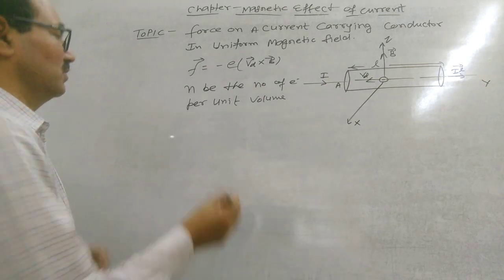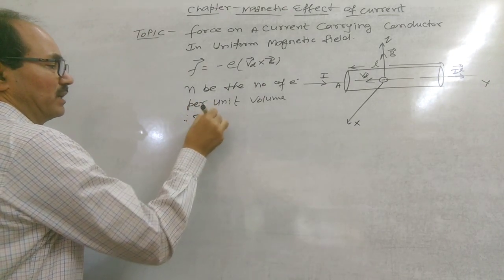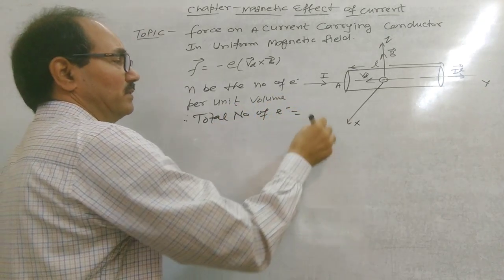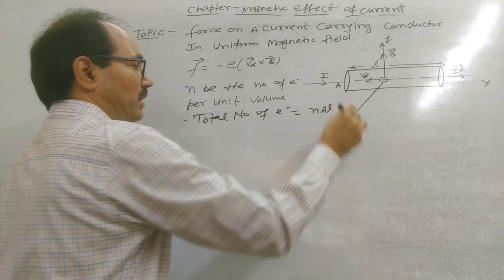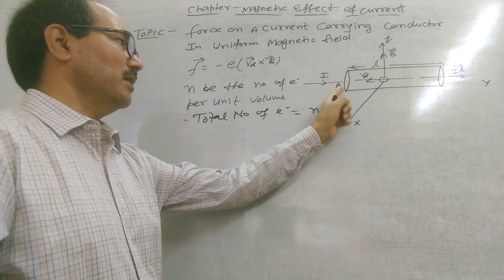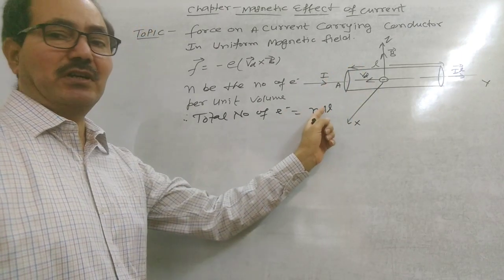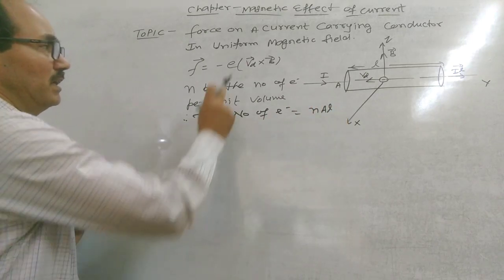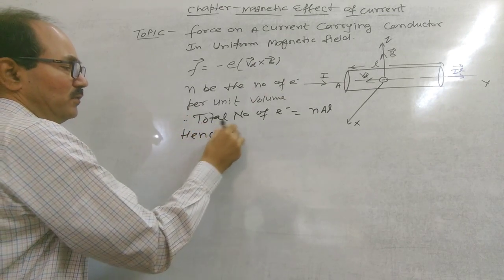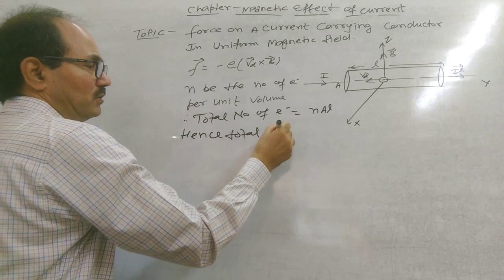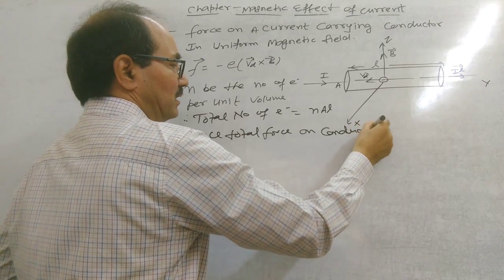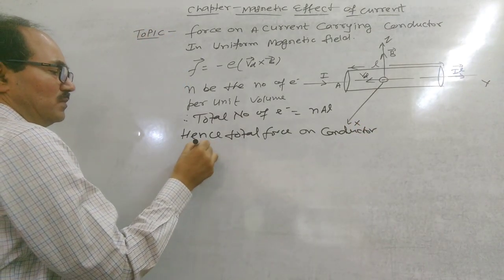Then total number of electrons is equal to n into A into L. This is number of electrons per unit volume and this is the total volume, area of cross section into length. So this is total number of electrons and hence, एक इलेक्ट्रॉन पर इतना फोर्स तो इतने इलेक्ट्रॉन पर कितना फोर्स. Hence total force on the conductor is equal to capital F.